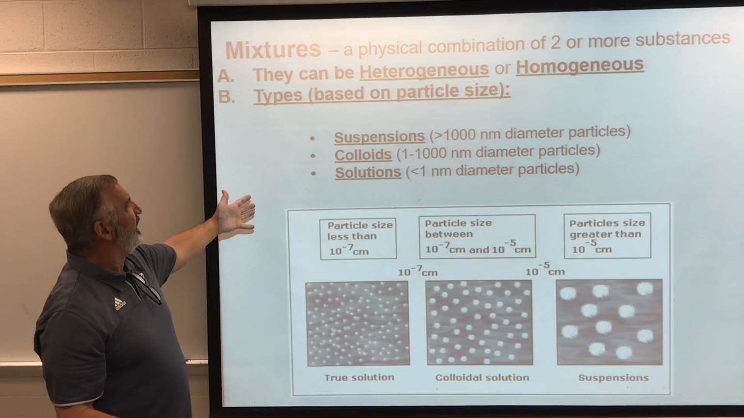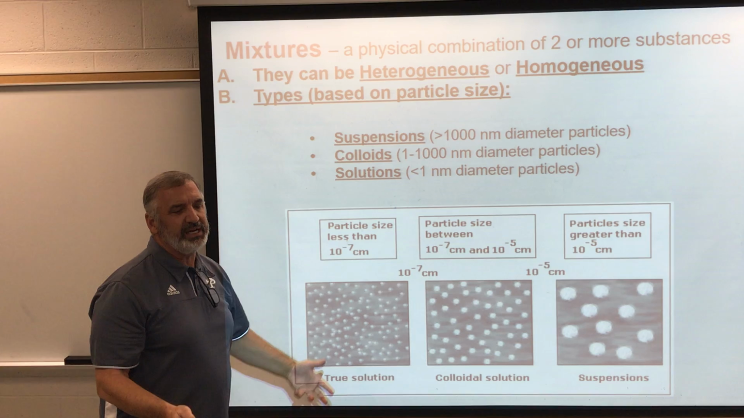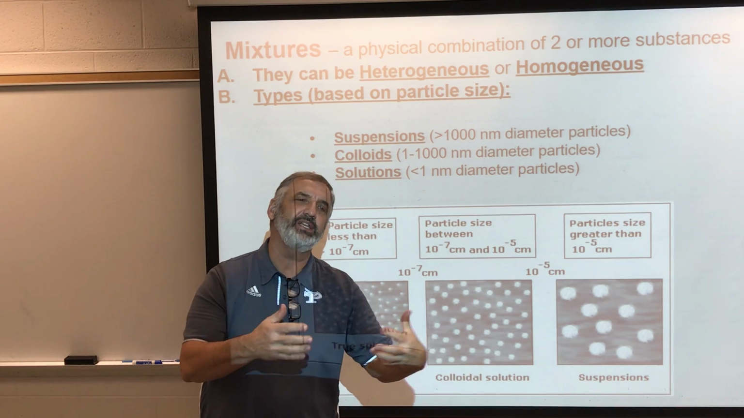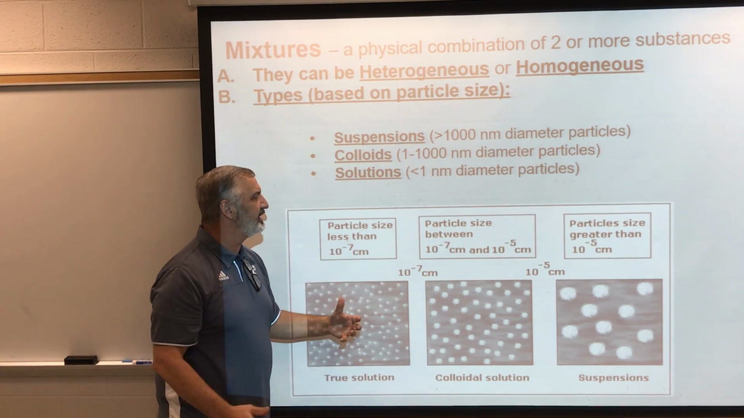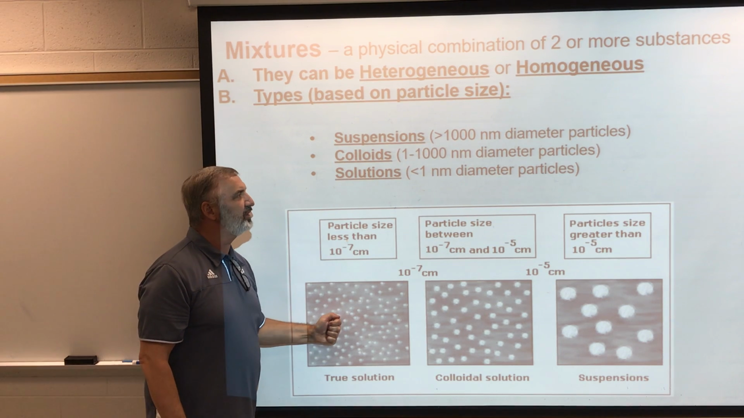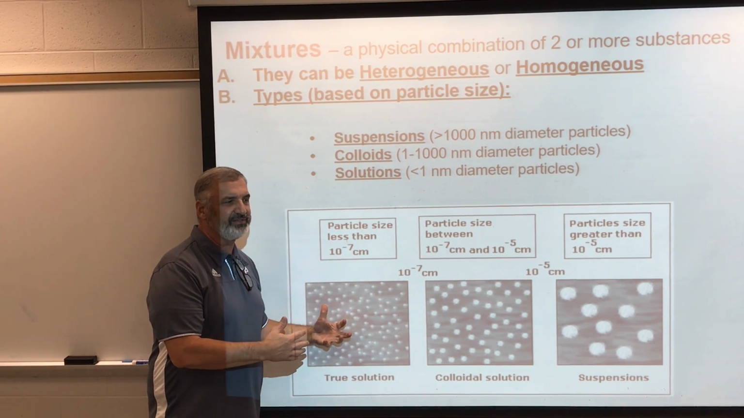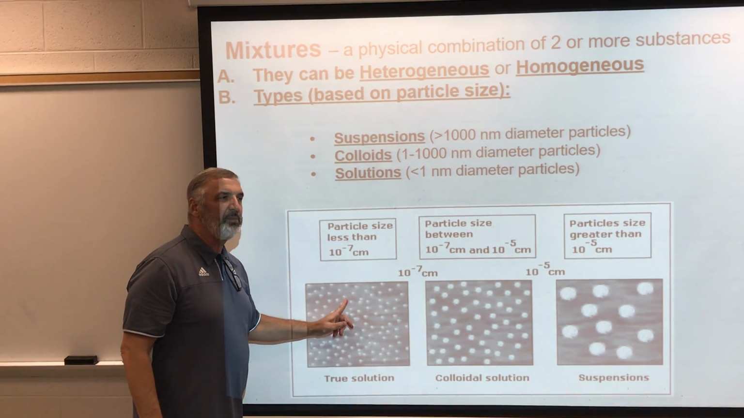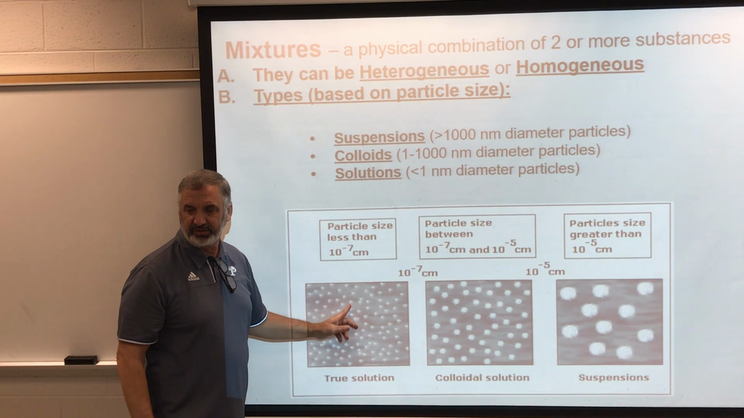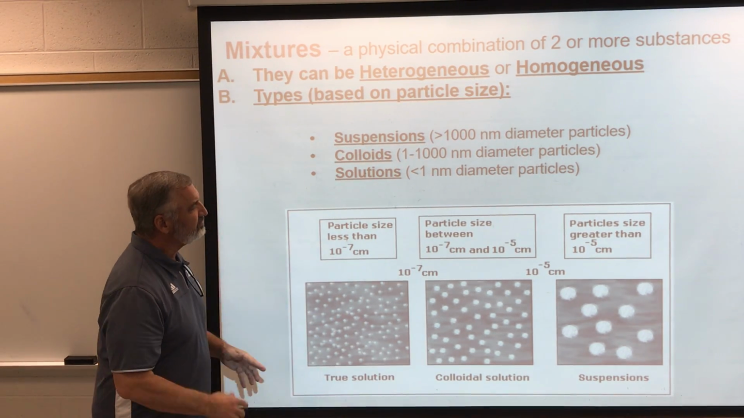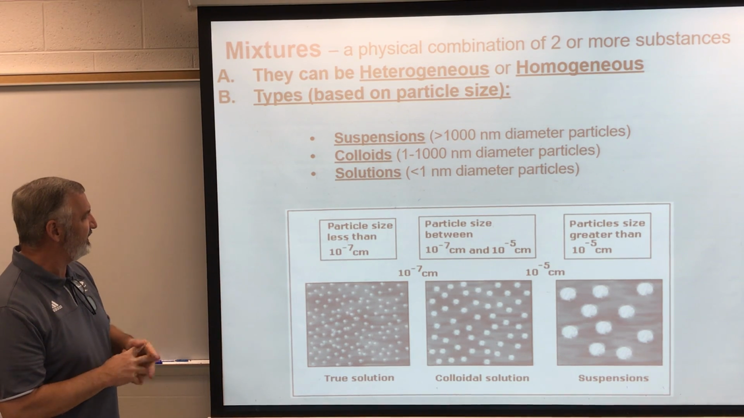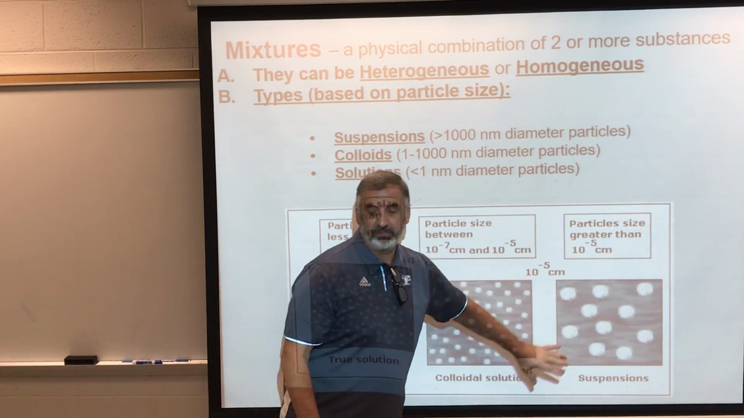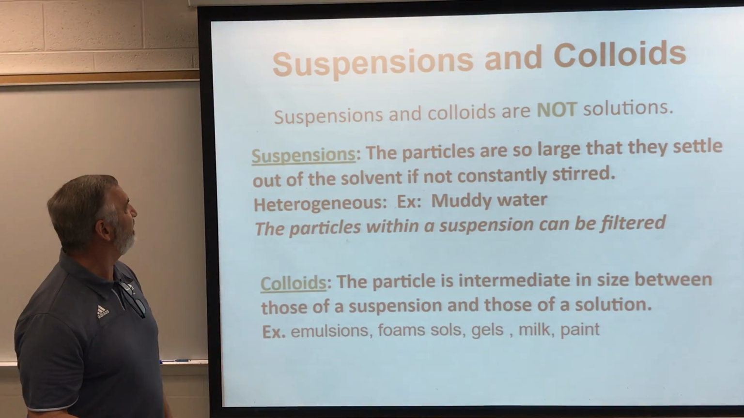Now, there are three different types of mixtures, and it all depends upon the particle size. It's the Goldilocks thing: small, medium, and large. Too small, too big, just right. The smallest is when the solute particle, and again, the solute is the thing you're dissolving, and the solvent, which we're going to talk about in just a second, is what you're putting it into. It's all based upon the size of the particles. So the smallest is a solution, then a medium, and then the biggest particles. What are some of the properties of those?